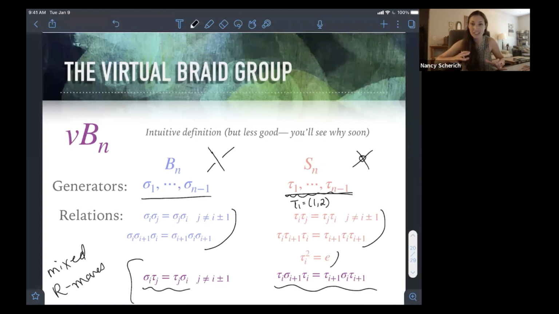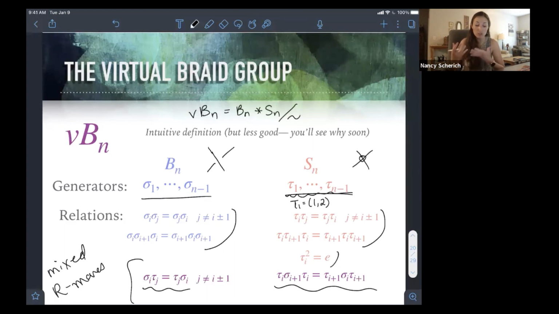There's a lot of relations. There's a lot of generators. Like, this is a really big presentation. And so the way you can think about what we're doing is we've taken the virtual braid group and we've written it as the free product of the braid group and the symmetric group, but we've taken a quotient of that free product by these mixed relations.